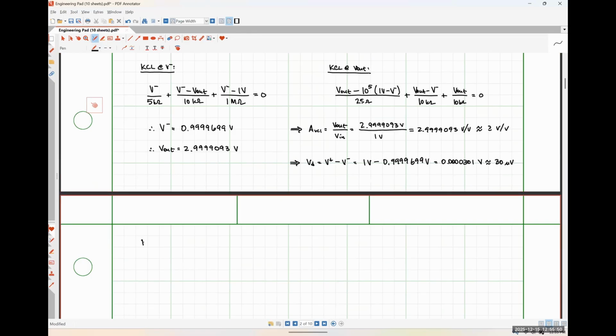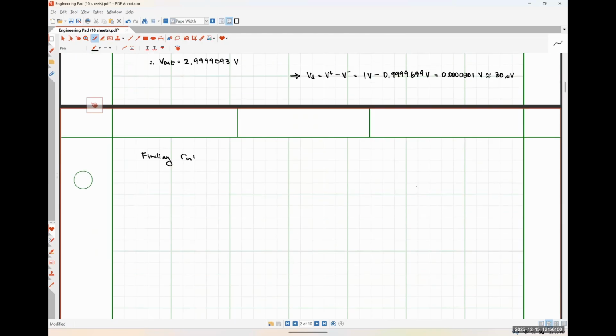So finding lowercase rn, we're going to have pretty much the exact same circuit as before. Here's our 1 mega ohm, plus minus VD. Here's V plus, here's V minus.